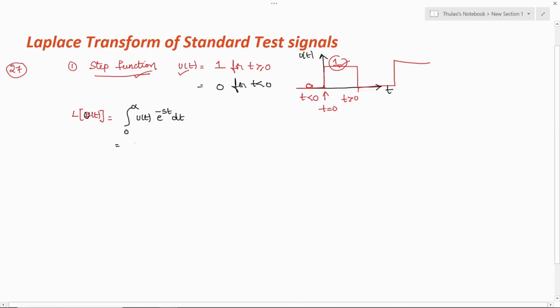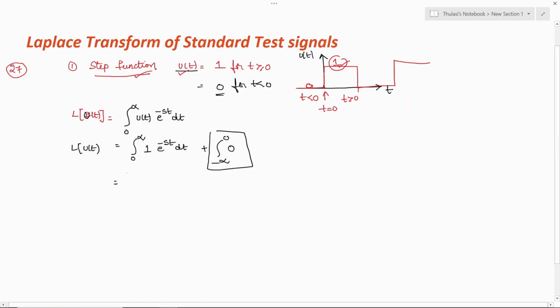So you can write this as the integral from 0 to infinity, where we define this f of t as u of t, which is called the step function. Laplace of u of t is equal to the integral of 1 into e to the power minus st dt. You will ask, sir, how about the remaining part? If you write the remaining part from minus infinity to 0, this value is 0. Since this value is 0, there is no need to include it. This is how to write the Laplace of u of t.